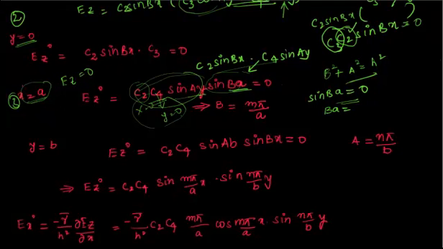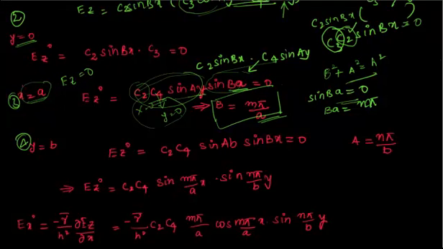For the sin Ba relation to be satisfied, Ba should be equal to n pi. Let us say m pi. So B will be equal to m pi by A. This will be substituted later. Now you also apply the fourth boundary condition, y equal to B.